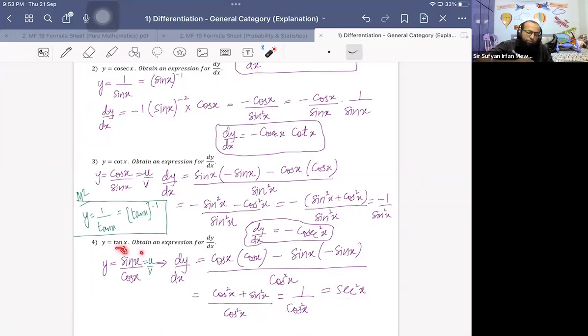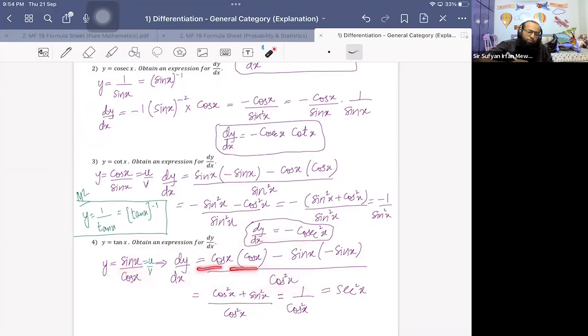Tan x is sin x over cos x. If we consider it to be u upon v, then it's derived using the quotient rule. U is sin x, v is cos x. So v u prime: v is cos x, and u prime, the differentiation of sin x, is also cos x. Then minus u v prime: u is sin x, and the differentiation of cos x is minus sin x, upon v square. The cos x whole squared gives us cos square x.